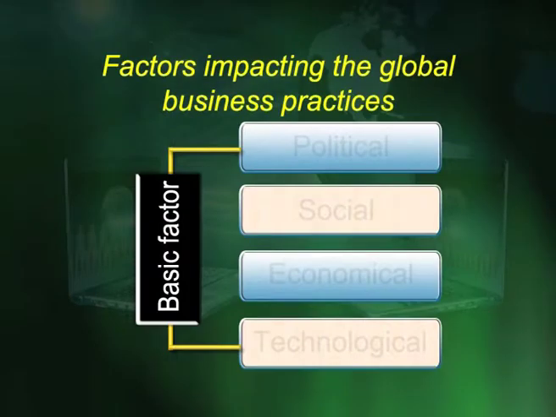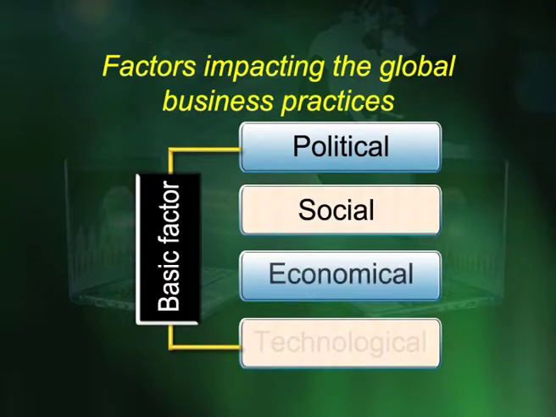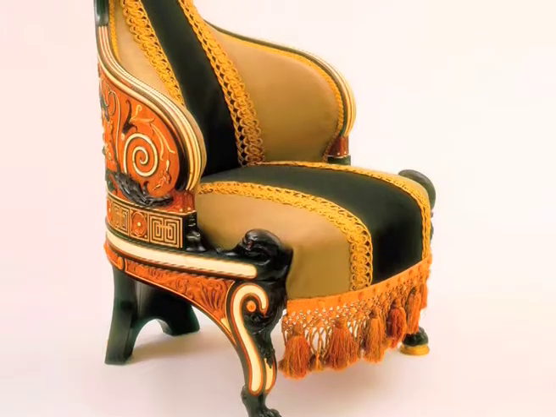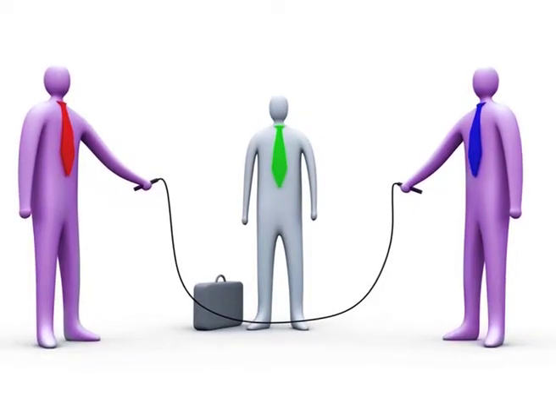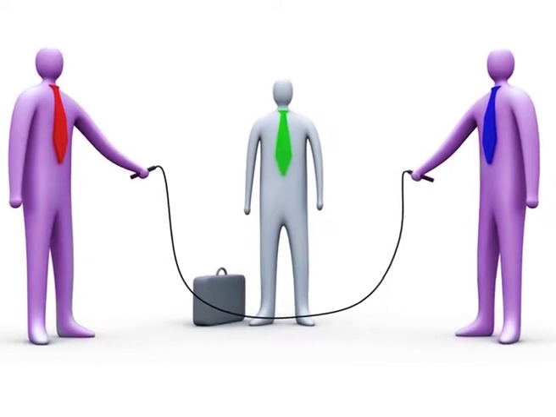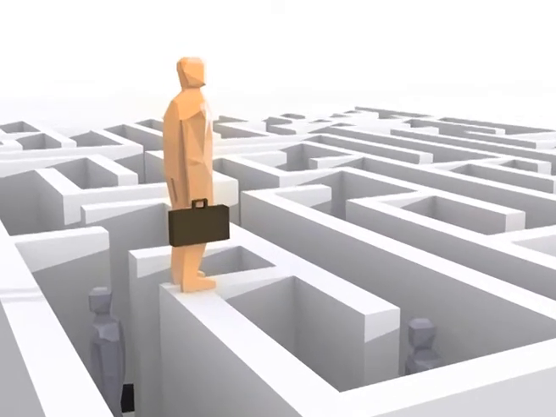Now let's study the basic factors which impact global business practices. The basic factors are the political, social, economic, and technological. Now the political force is the biggest force. Before starting a business, you definitely have to understand the political philosophy of a particular country. The political doctrine is important because this basically gives stability to the business.